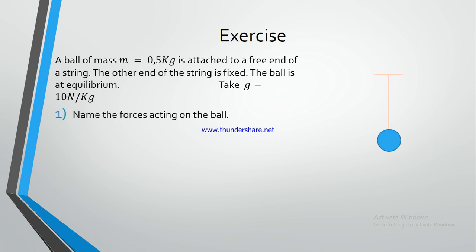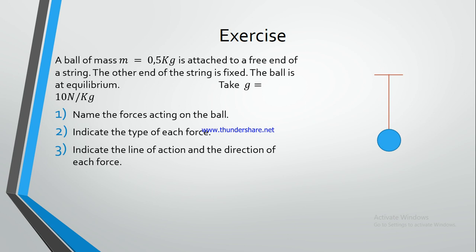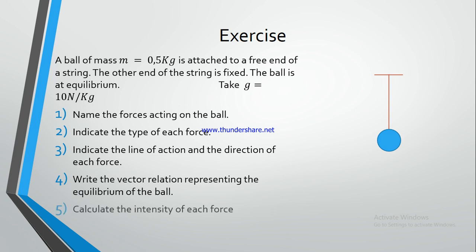For the first question, we have to name the forces. And second, we have to indicate the type of the force, if it's a contact force or a force acting at a distance. And the third question, we have to indicate the line of action, if it's vertical, horizontal, or making an angle alpha, and the direction upward, downward, to the left, to the right, and so on. As the fourth question, we have to write the relationship between the vector forces, and finally we have to find the intensity of each force.